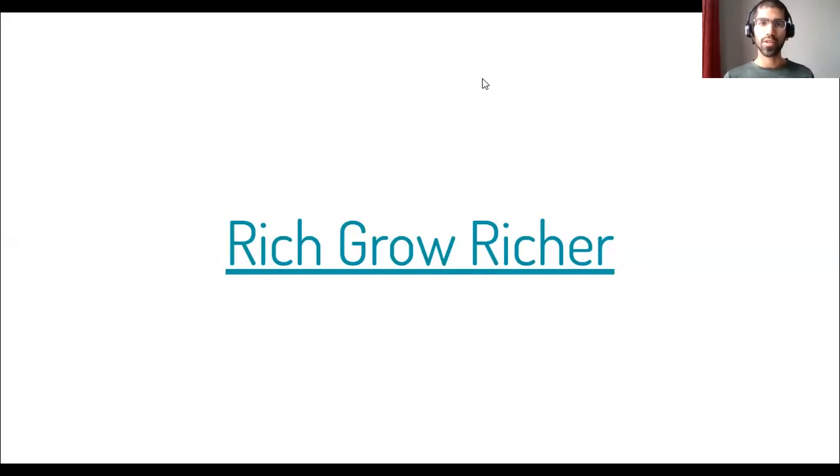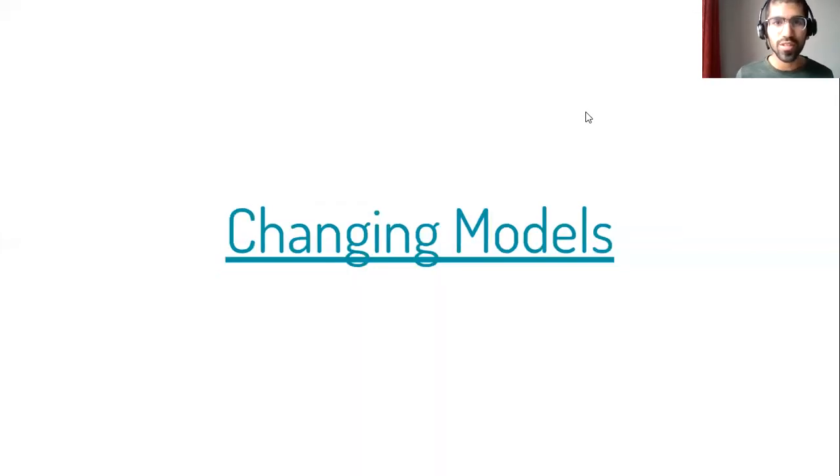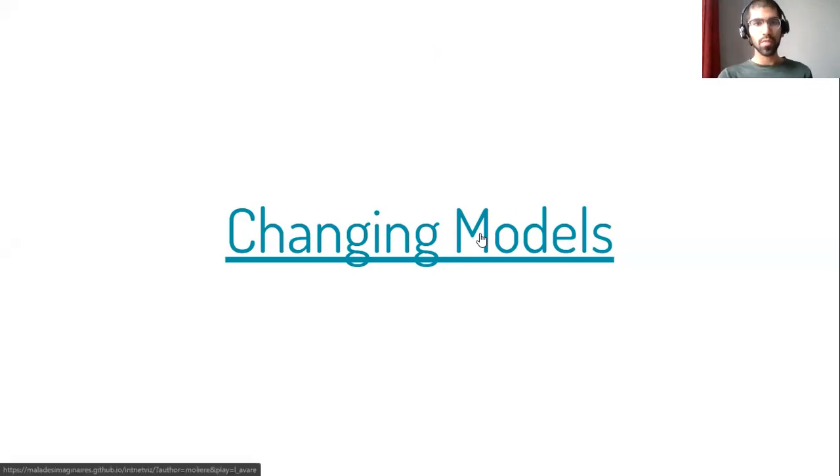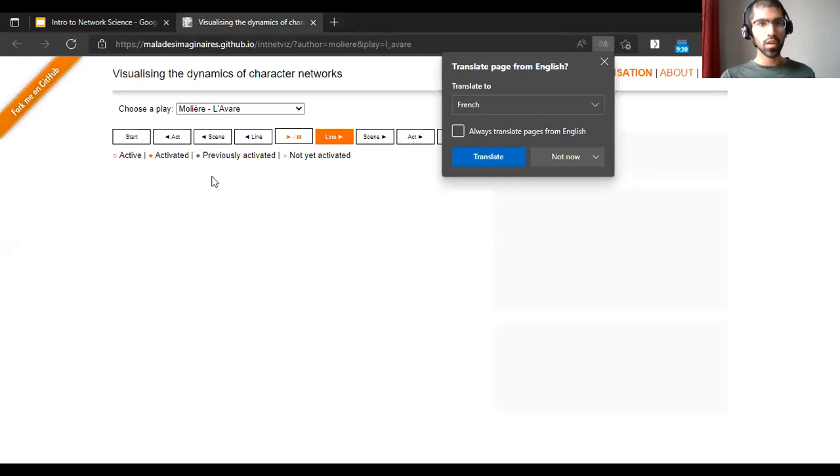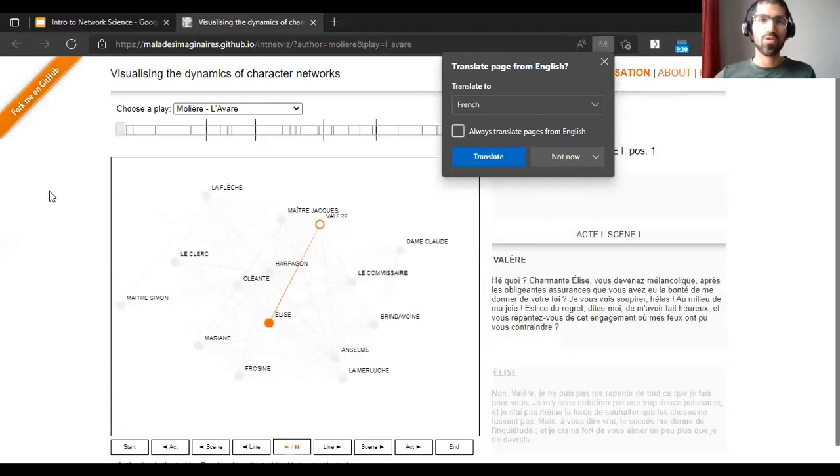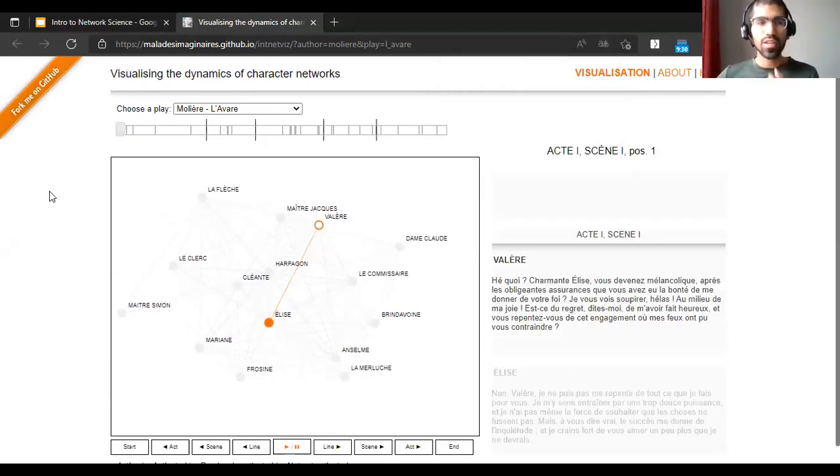Next up, we have a pretty connected type of model, again, focusing on changes over time. These are called dynamic models or just changing models. And I'll show you an interesting example of one of these here, where this one is actually quite a unique application. So it looks at characters in plays and who talks to each other over time.